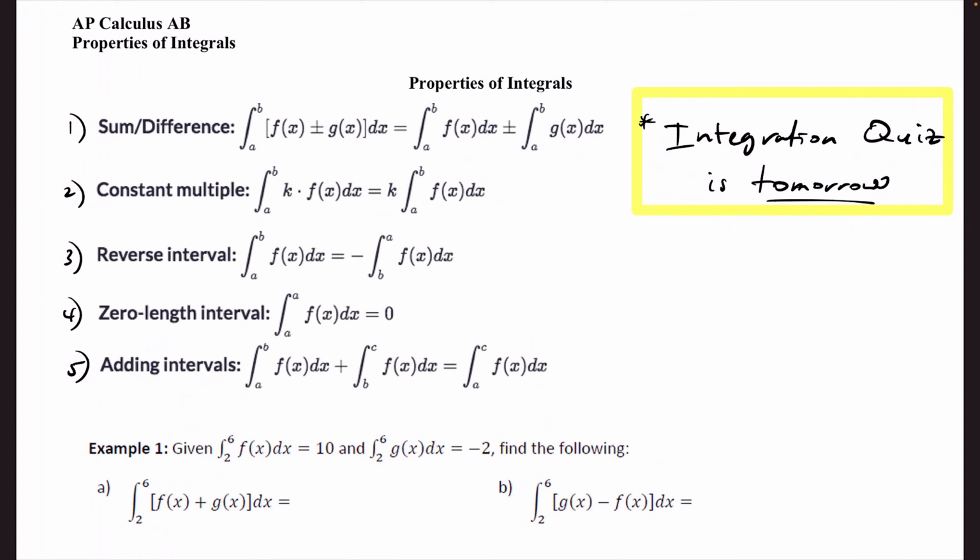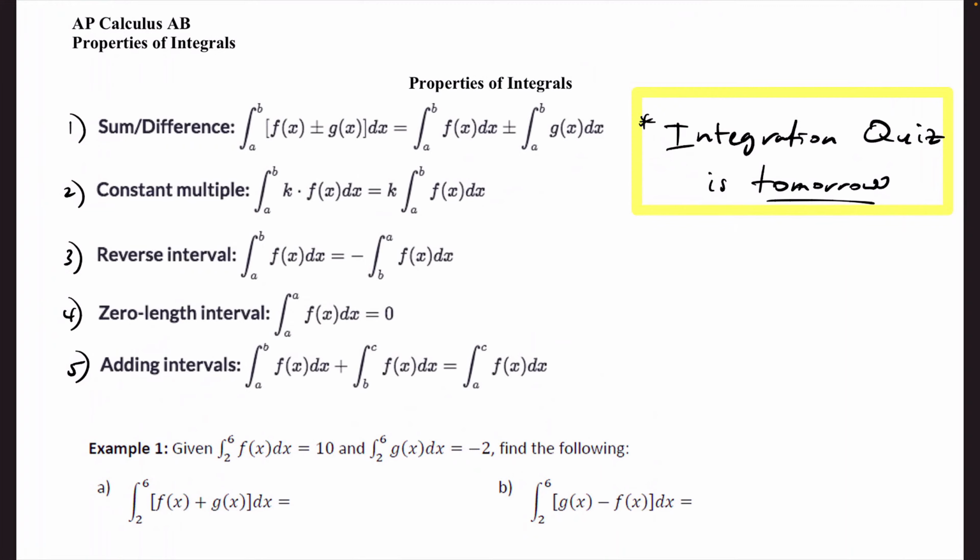Constant multiple. Constant multiple means just a constant. So if there's a constant in front, you don't have to take that into account. You can put it in the front. You don't have to, but you can put it in the front before you do your integration.